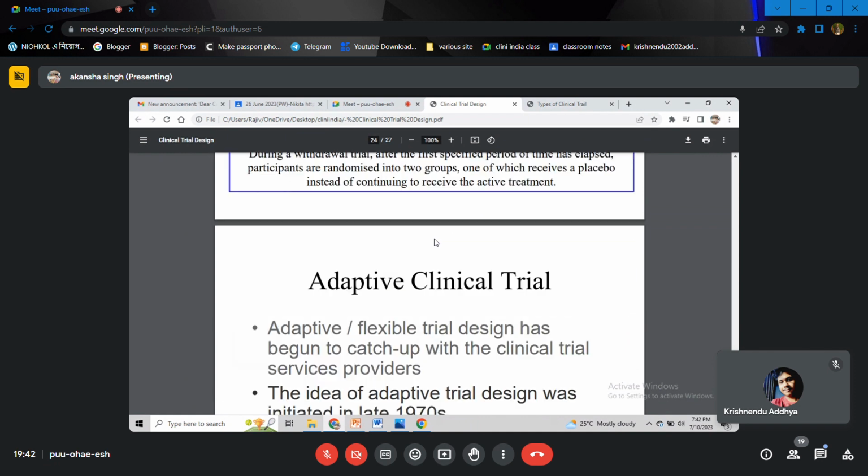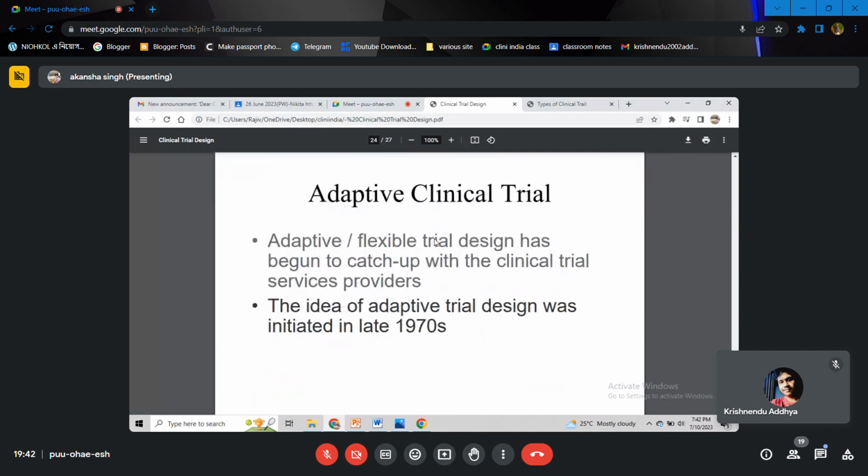Next is your adaptive clinical trial. Adaptive means you're adapting, or you can say a flexible trial. Whenever we study, suppose we are conducting a pilot study or pivotal study, we take an initial number of subjects. In the initial phase, we check in the pilot how our trial is going to happen. It has conditions in the protocol by which you can adapt the trial design.